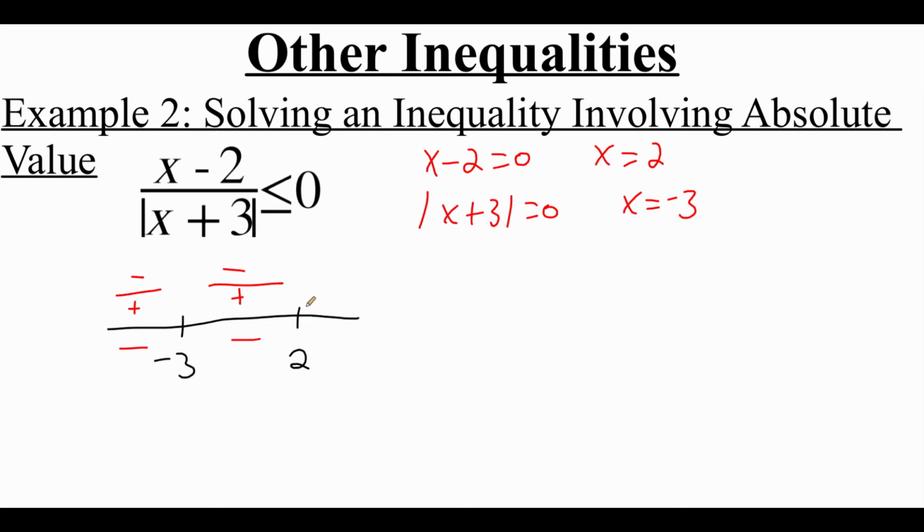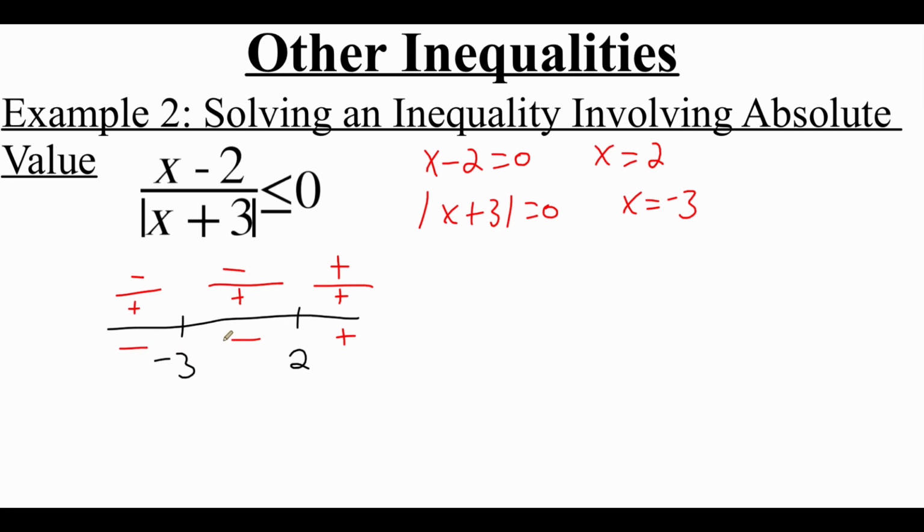And then if I plug in something to the right of 2, so maybe 3, on top that'll give me a positive result. On bottom we'll get a positive result, but we have to do the absolute value again, so it's going to stay positive. And positive divided by positive is positive. Now as we're looking at our inequality, we're looking for where it's less than or equal to 0.